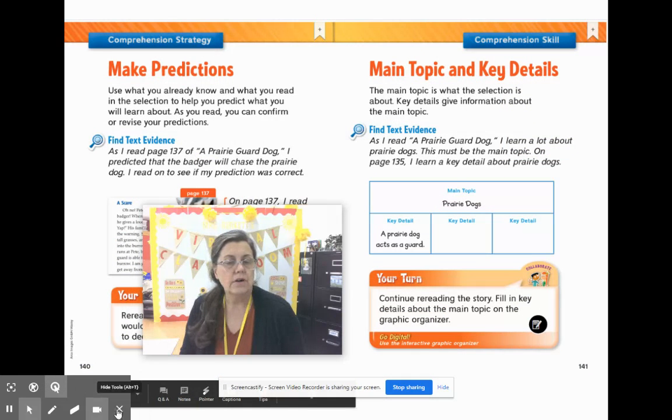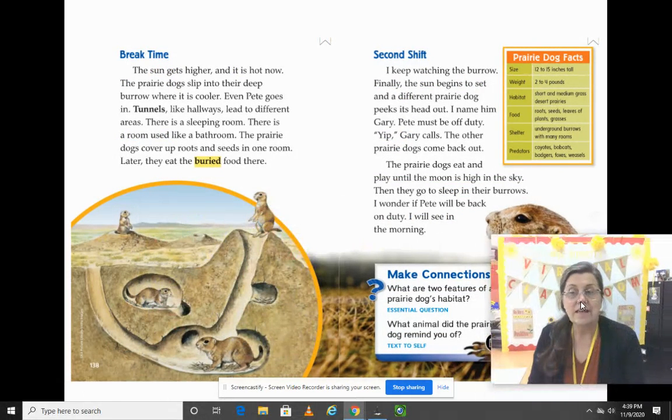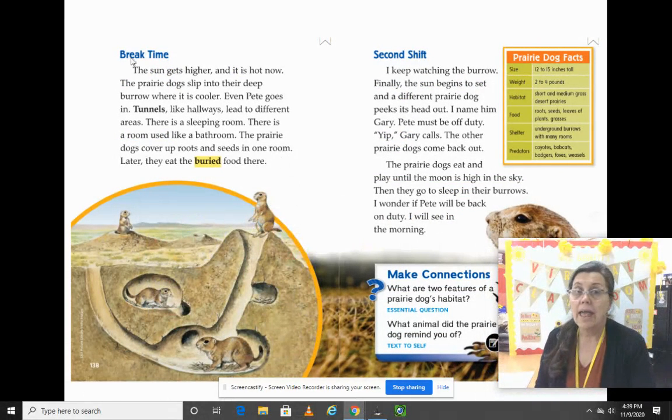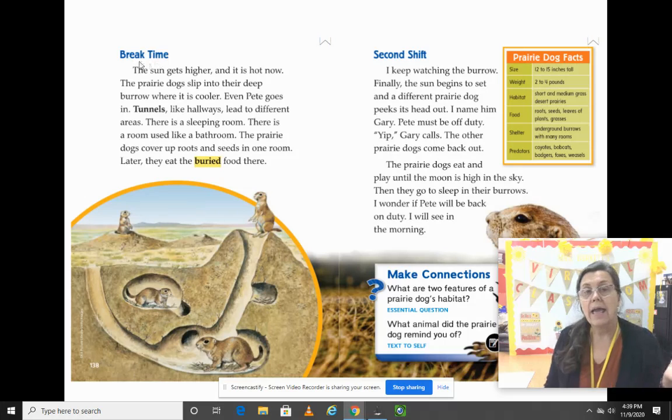Oops, went too far, so go back. And also, I see that we have some more headings. So that section was all about the scare of the badger. Now we have a heading called break time. I wonder what this is going to be about, but the author's helping us think of a break time.